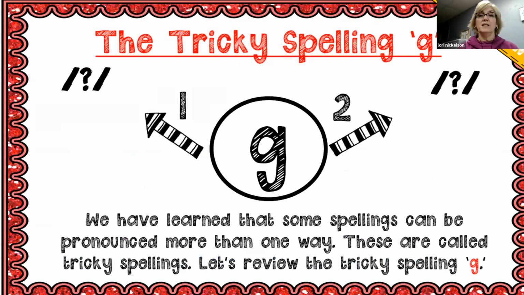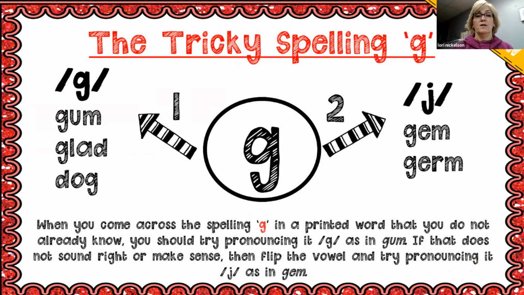All right, our tricky spelling G. Ooh, we got 2 tricky sounds here with G. We've learned that some spellings can be pronounced more than one way. These are called tricky spellings. So let's review the tricky spelling for G. We have G is the first sound, like in gum, glad, and dog. But then we also have the other side of G, which sounds like a J, like gem and germ.